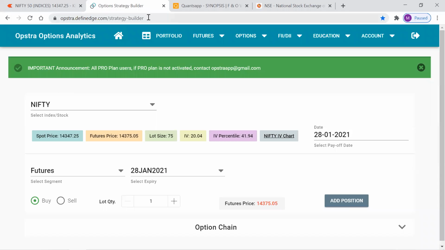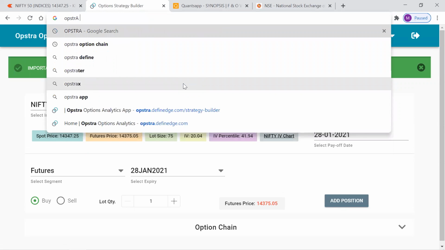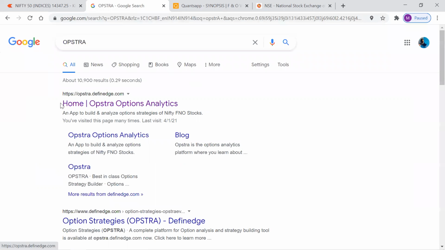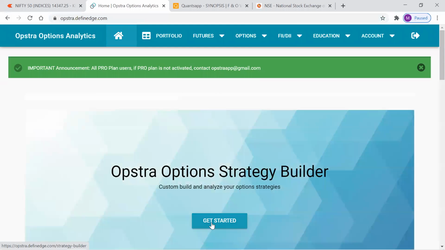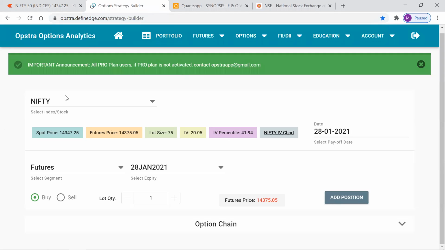So this is the Opstra strategy builder. I'm expecting that most of the students here know what the Opstra strategy builder is and how we use it. I already explained this in my previous session. It's pretty simple. Just type Opstra in Google and press enter. This is the link, opstra.defineedge.com. Click on that link, then click on get started, and here we go. This is the layout that opens up when you click on get started.